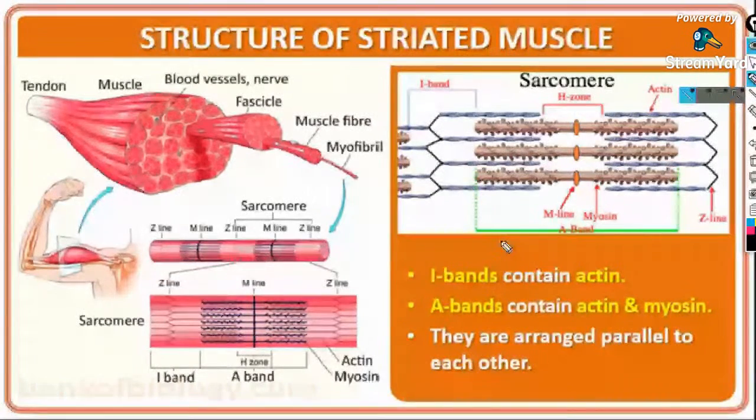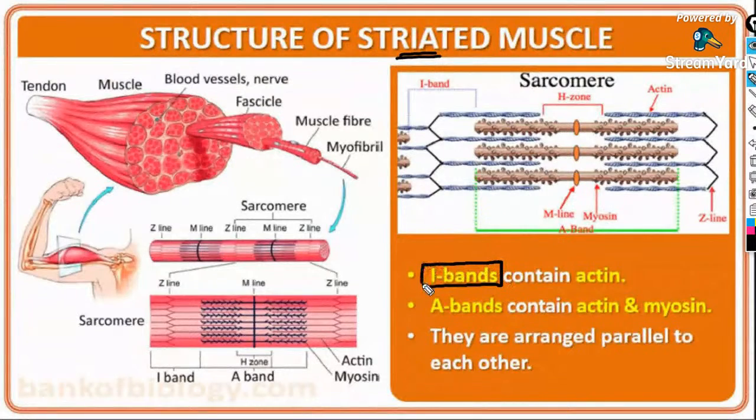So the structure of striated muscles is the topic which we are discussing. So the I band, what are I bands? Is it the dark band or the light band? Tell me on the chat box, guys, don't waste time, fast, quick answers I need. Yes, it is the light band. So the light band is the I band, or isotropic band, and I bands consist of actin.